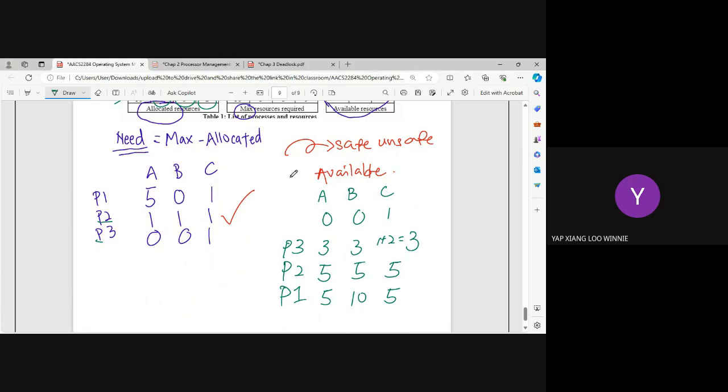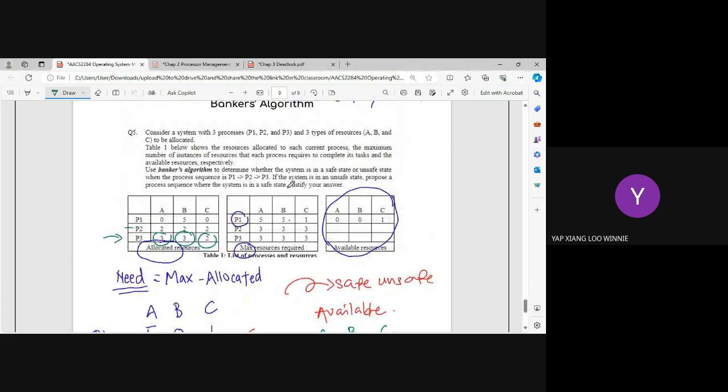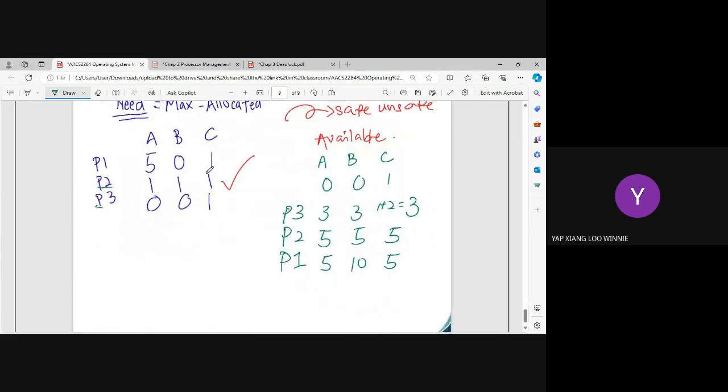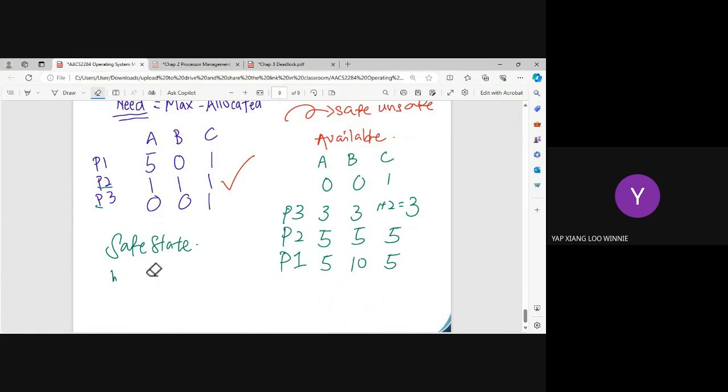But because the question asks you to justify this safe or unsafe state, you can say that this is a safe state. Sorry, this is not the justification. This is just to tell you the theory. Theory, I read it here better.